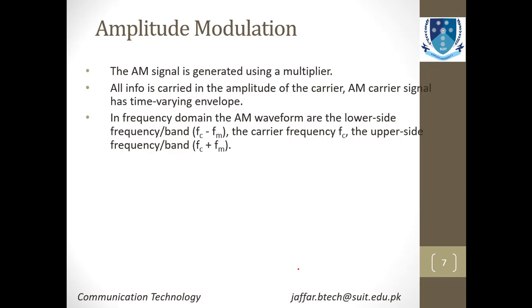So let's combine what we have discussed till now. The AM signal is generated using a multiplier, and all the information is carried in the amplitude of the carrier rather than frequency or phase. And in amplitude modulation, the carrier signal has a time varying envelope. So in the frequency domain, the AM waveform has the lower sideband on the left hand side, that is FC minus FM, and the upper sideband or USB will be on the right hand side, that is FC plus FM.